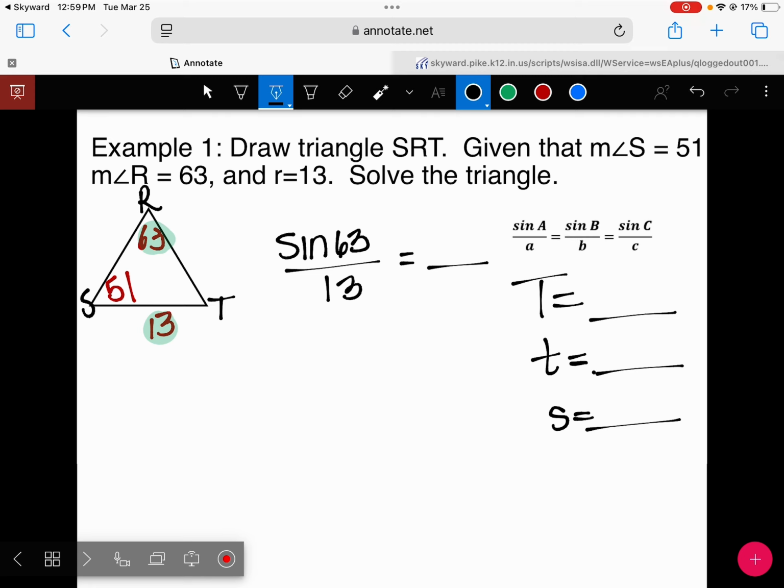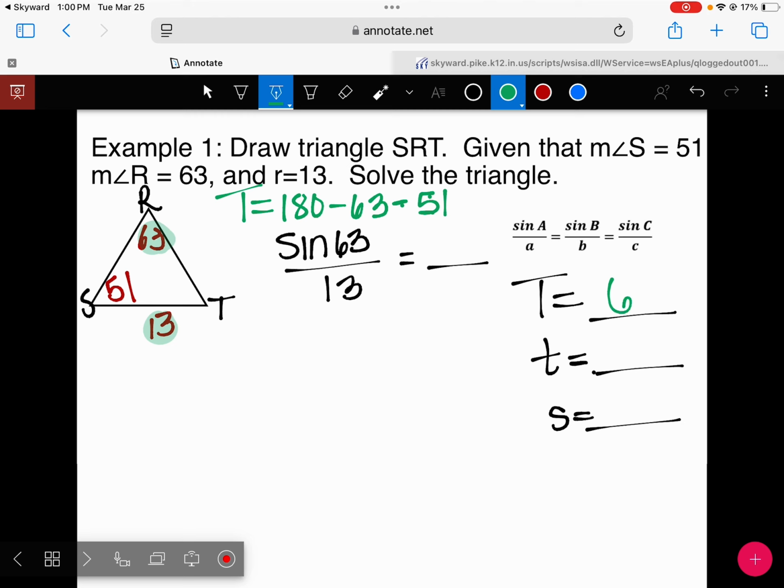Actually, let's go back. Let's find big T. How am I going to find big T? Triangle sum. So big T is equal to 180 minus 63 minus 51. Go ahead, use your calculators and find angle T. That's the only thing that's going to carry over from 8.1: triangle sum applies no matter what. The angles inside of a triangle add to 180. So did you all get 66?